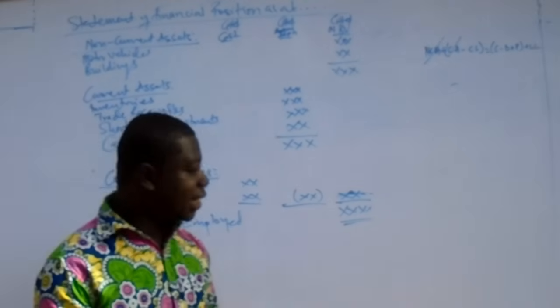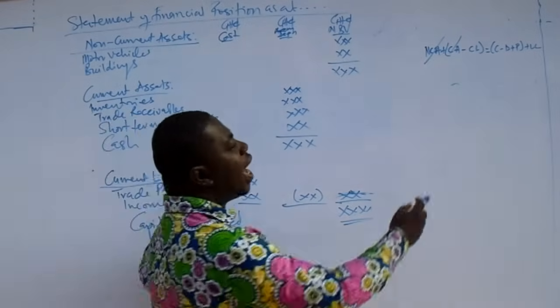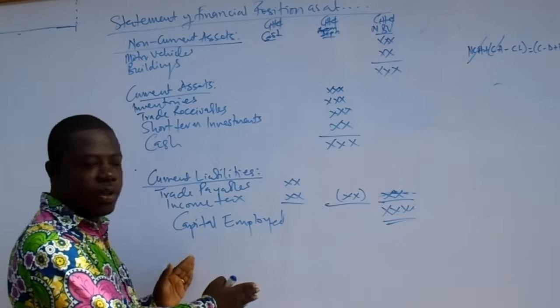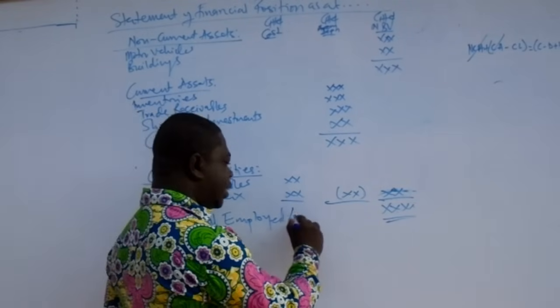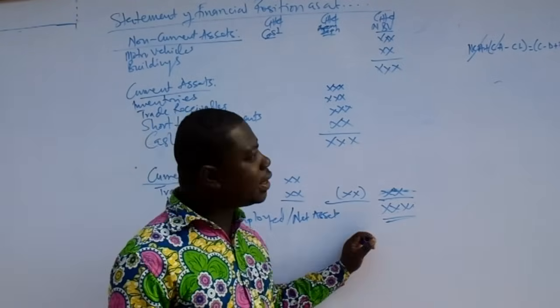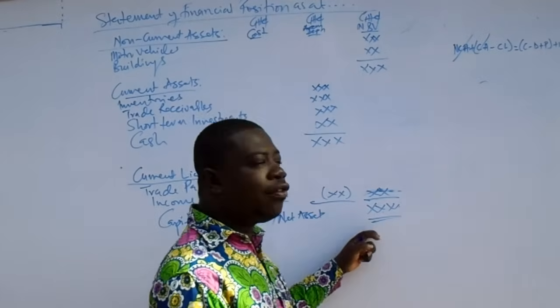Or the net assets. And so when you have the capital employed, I have ruled it off because I have ended one side of the equation. This is our capital employed. And so once we get the capital employed or our net assets, then we are finished with one side of the equation. And so that is why I have ruled it off.